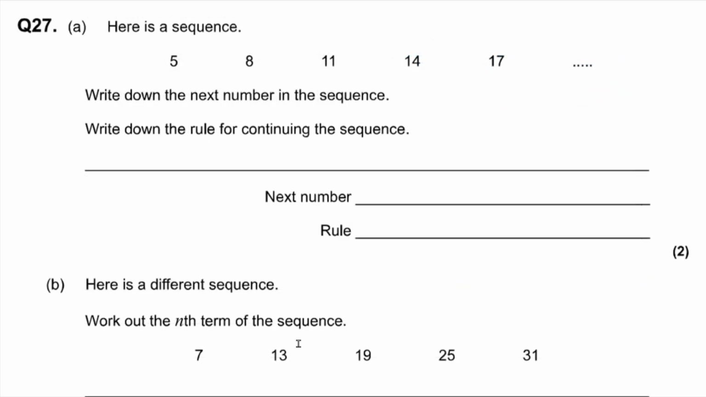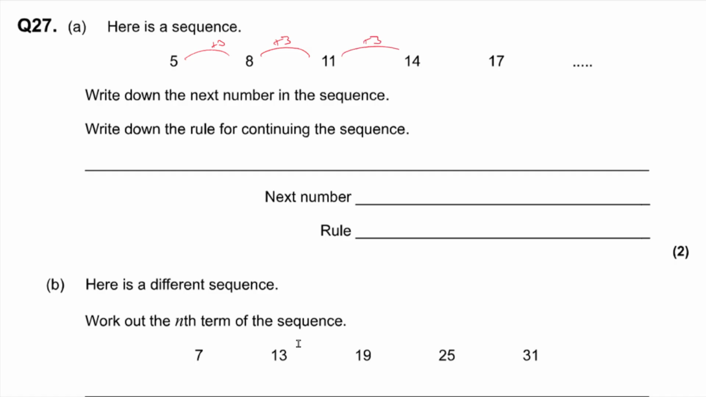Question 27a. Here is a sequence: 5, 8, 11, 14, 17, and so on. Write down the next number in this sequence. Well, what's going on from term to term here? From there to there, it's got a difference of 3. From there to there, it's got a difference of 3. From there to there, it's got a difference of 3.